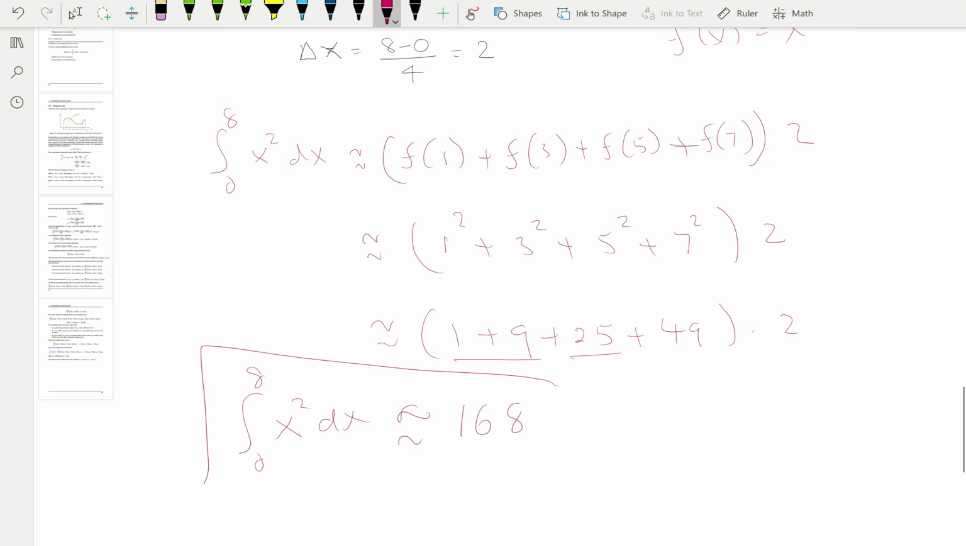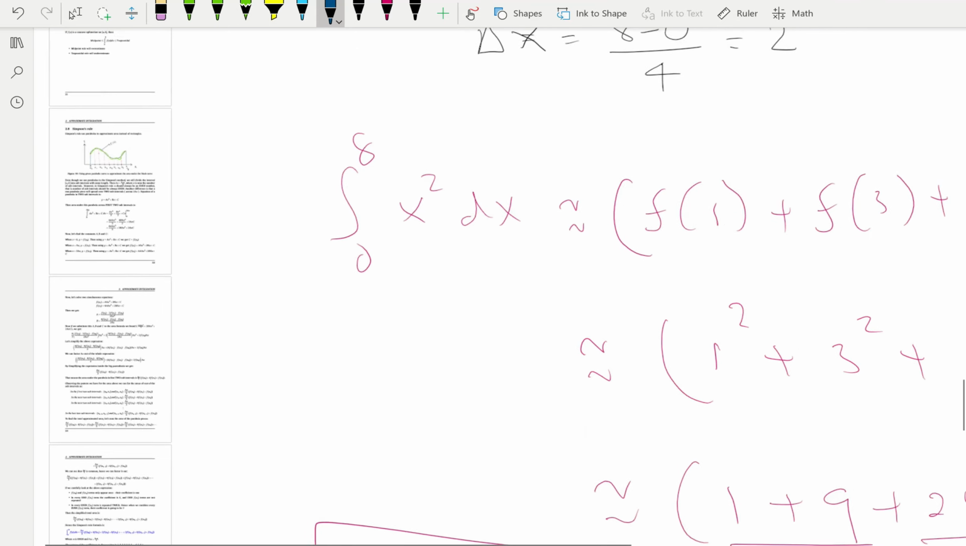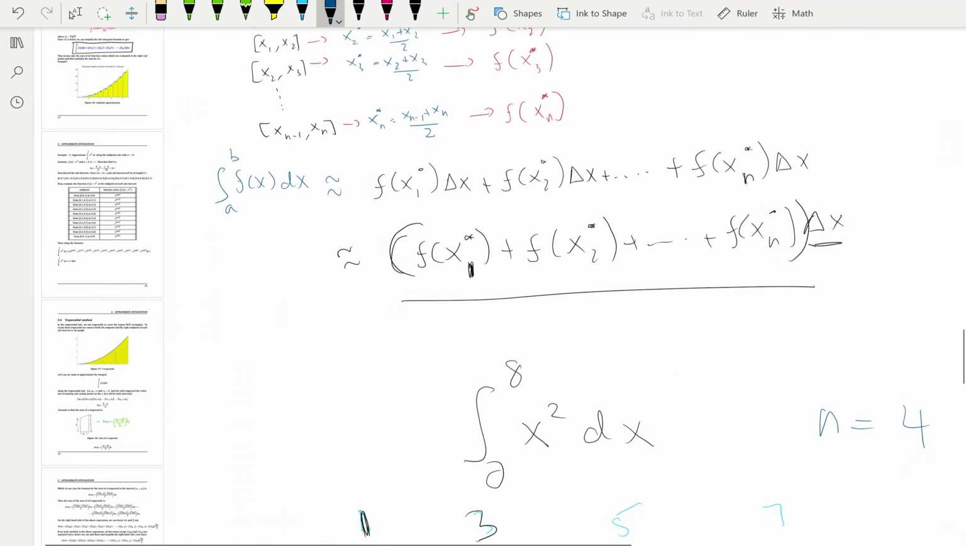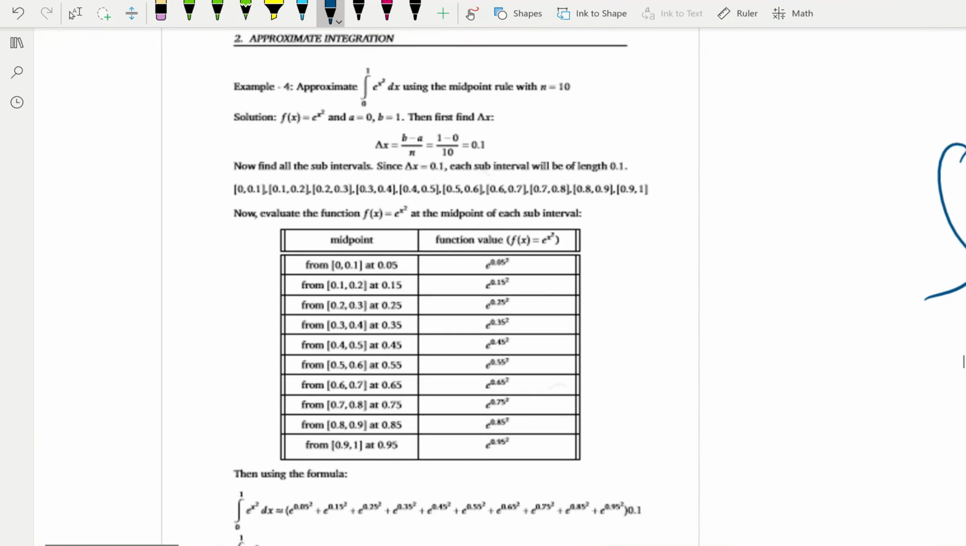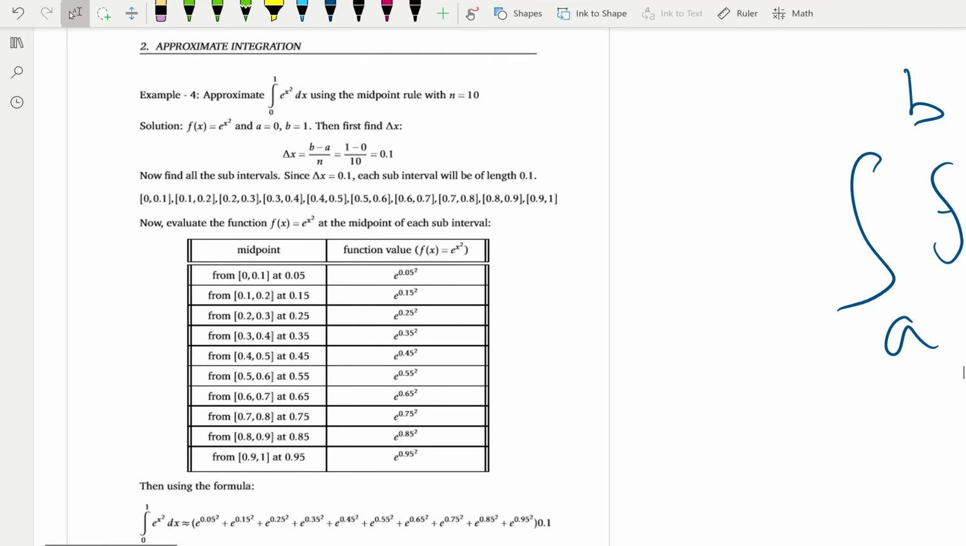That's how we use the midpoint rule. The only difference is that you have to find those midpoints explicitly. Okay, let me show you another example, a worked example, just to make sure you and I are on the same page.